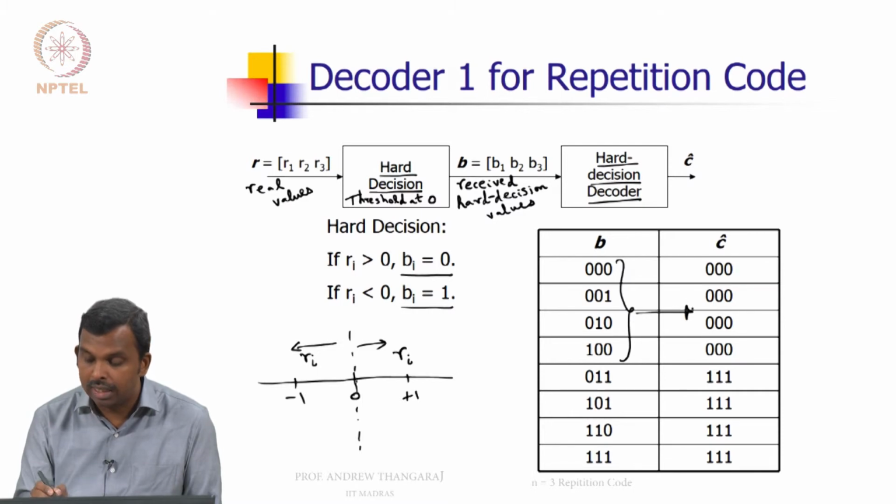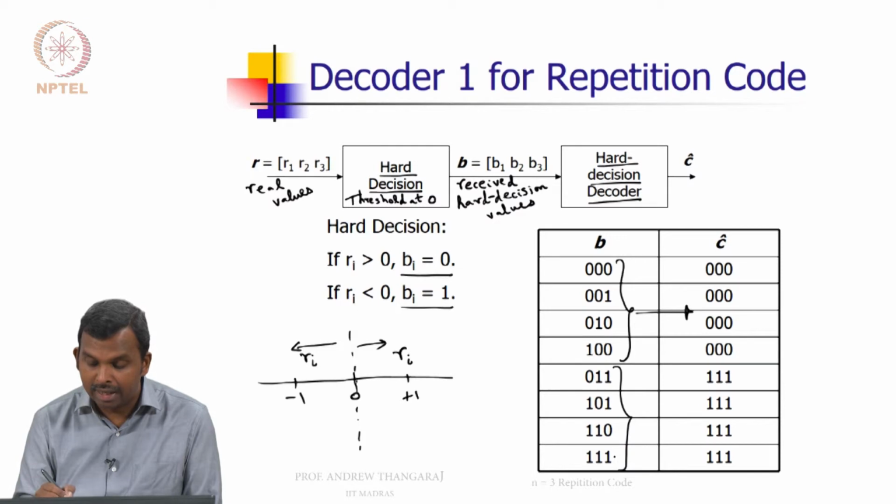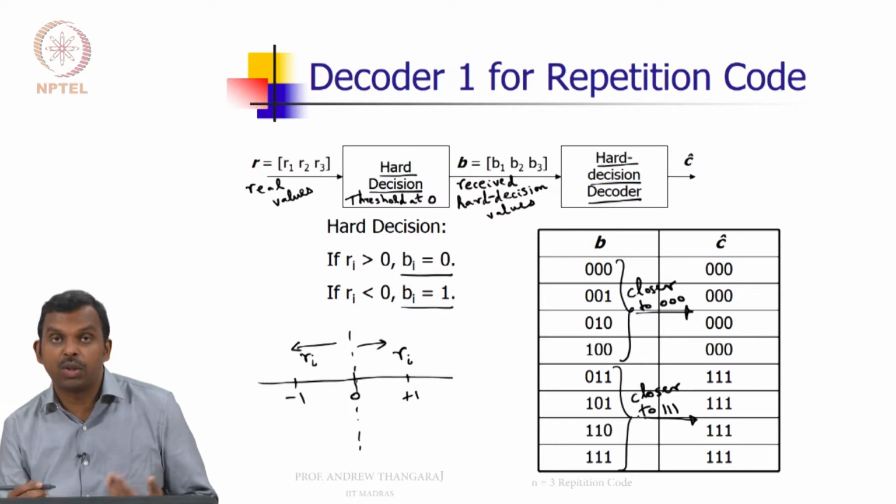Okay, so you see all these guys are mapped onto 0, 0, 0. On the other hand, this one is closer to 1, 1, 1. So this notion of closeness is in a certain distance. We will look at that a little bit later, but for now you can see intuitively how you do this.